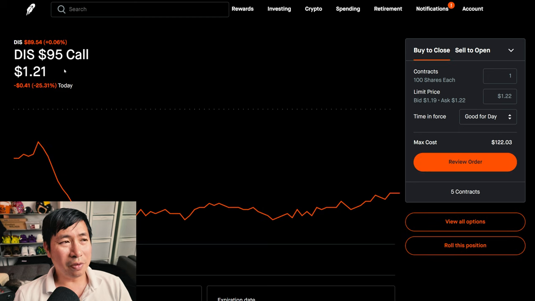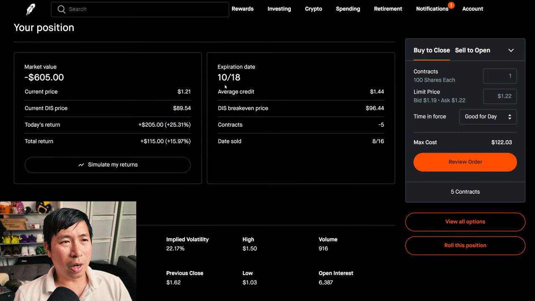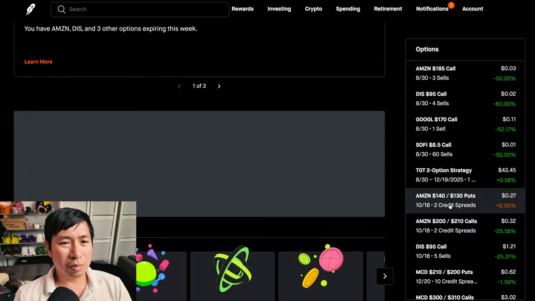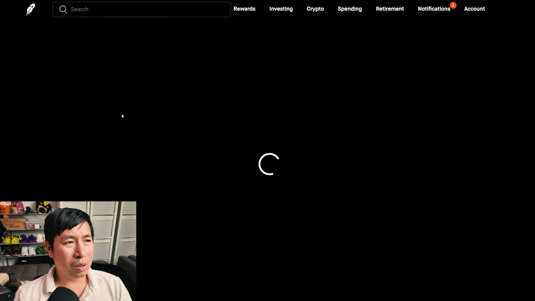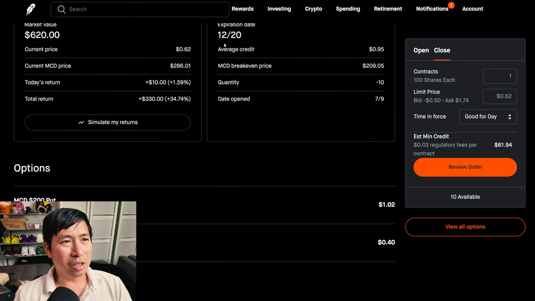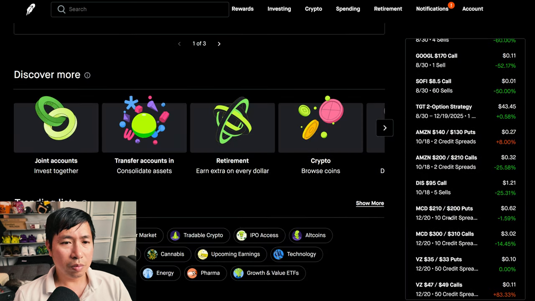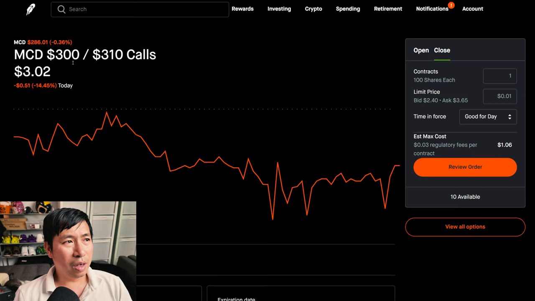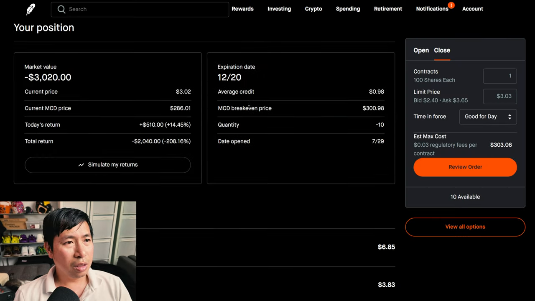I'm selling Disney $95 calls. These expire October 18th. My total return, $115. I have McDonald's $210, $200 put credit spreads. These expire December 20th. My total return, $330. I have McDonald's $300, $310 call credit spreads. These expire December 20th. My total return, I am down $2,040.